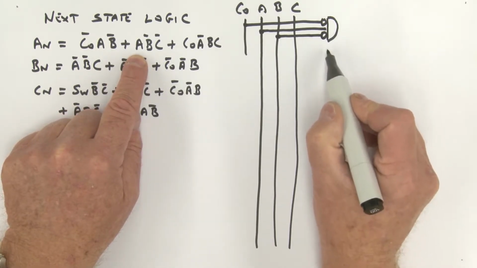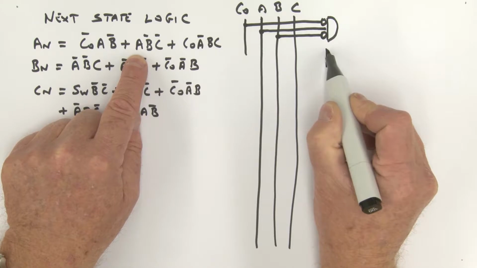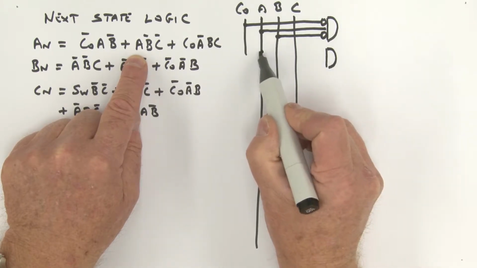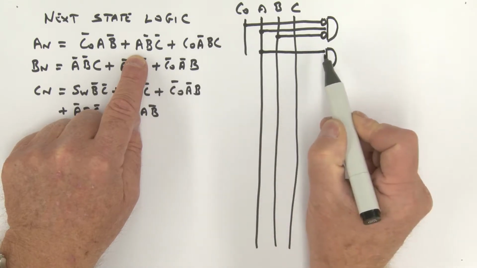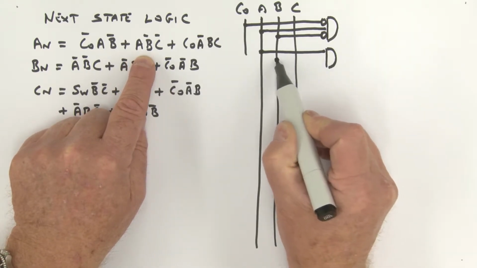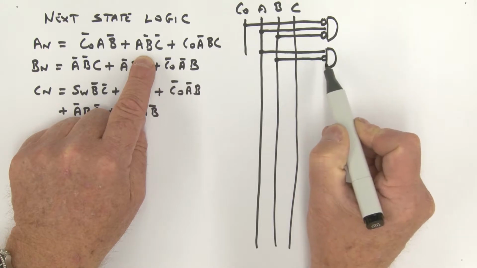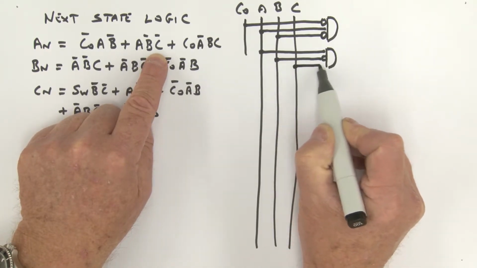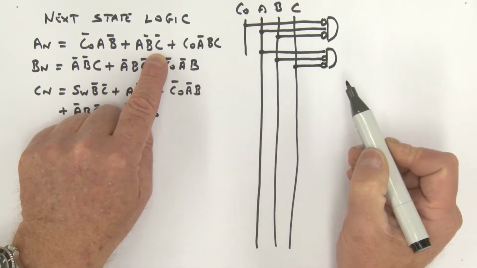My next product term, another AND gate to implement. So here's my AND gate. What am I feeding in? I'm feeding in A, so let's grab A and feed in A. B bar, so here we grab B, bubble it to give me B bar. And then, of course, we've got what? C bar. So grabbing C, once again, I'll bubble that to get C bar.